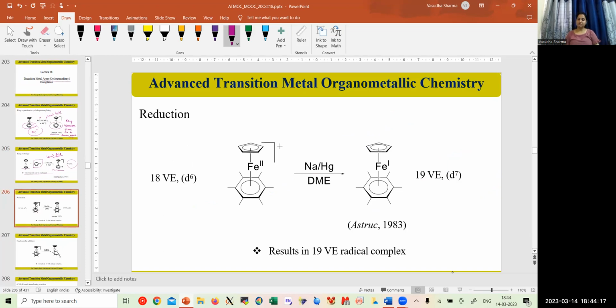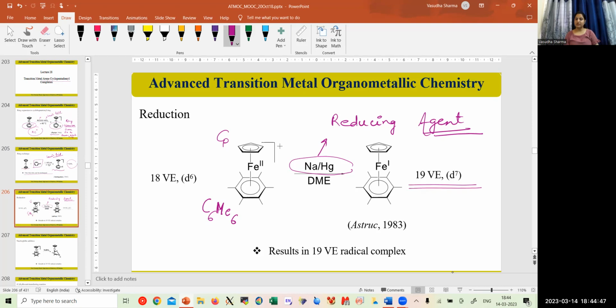Now, talking about presence of sodium amalgam, as we know that it is a reducing agent, it will reduce the metal oxidation state. As you can see, it was an 18 valence electron complex, where one side is Cp and the other side is C6Me6, where all the hydrogens have been substituted by methyl. So it is in +2 oxidation state. When we use sodium amalgam over here, it goes to +1 oxidation state. That becomes a 19 valence electron radical complex. This is now a radical complex where the oxidation state has been changed.